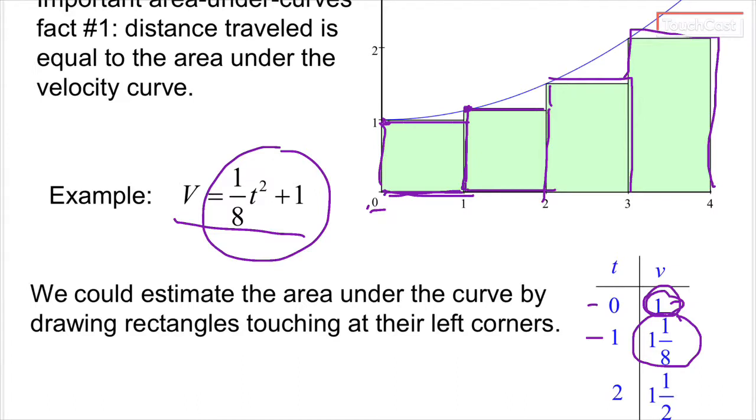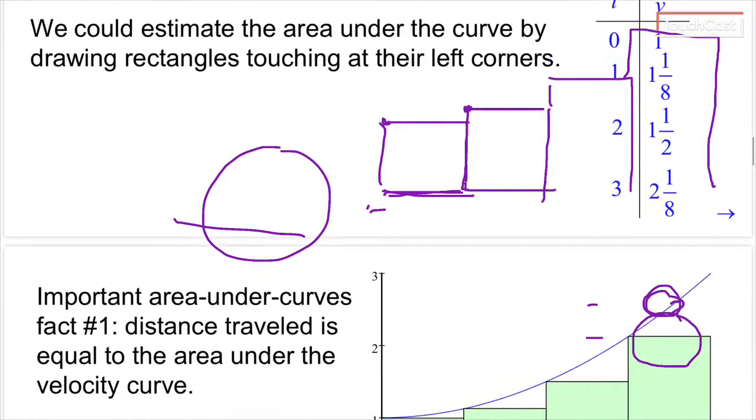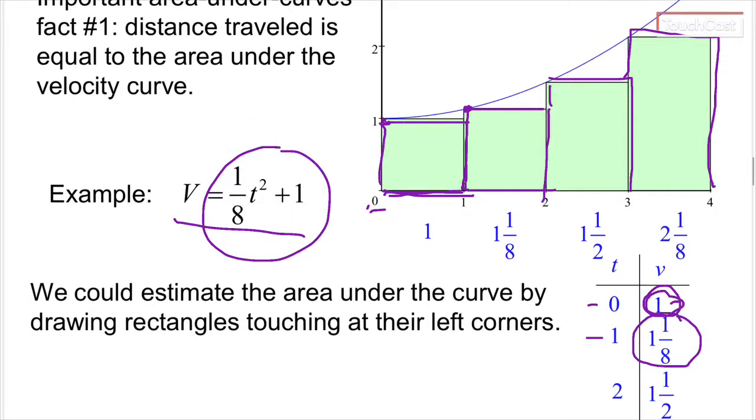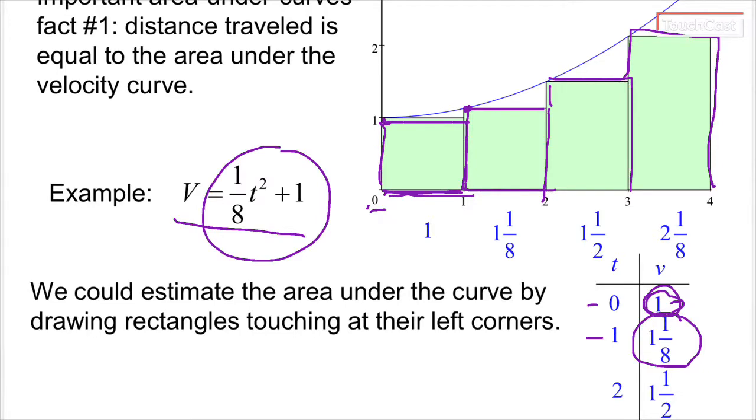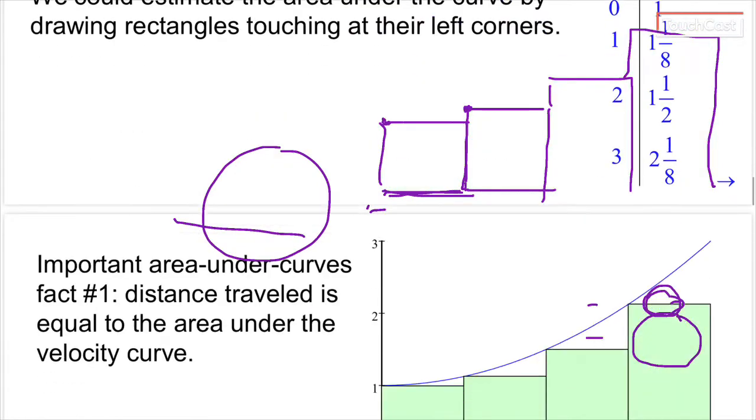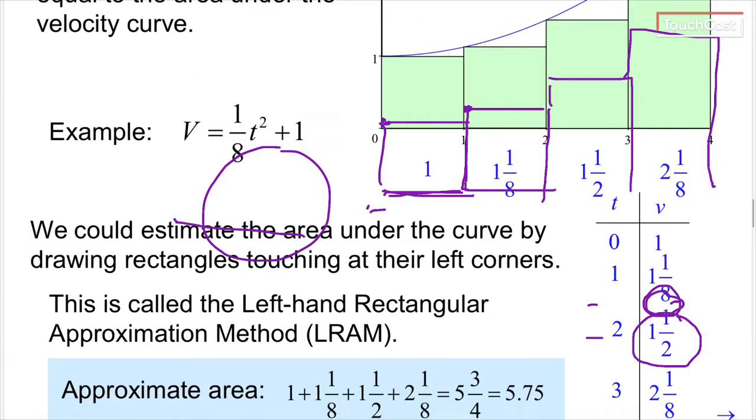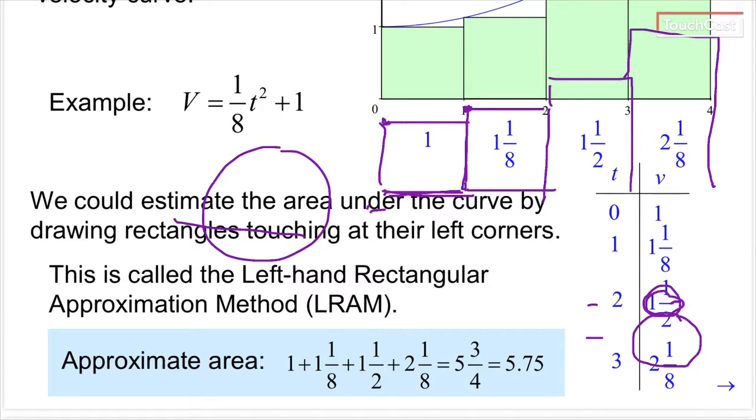I know it's not going to be perfect. We can tell already it's going to be an underestimate because my rectangles don't touch those. They don't reach all the way up to the curve. Okay, so there's my rectangles with their top left corners touching. And now I'm going to do this area computation.